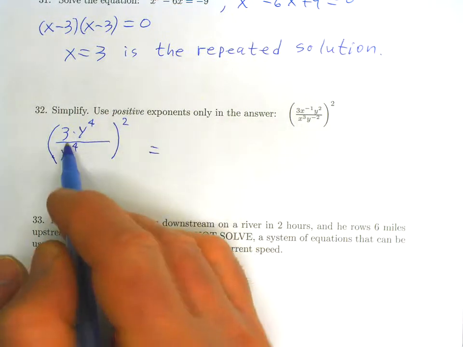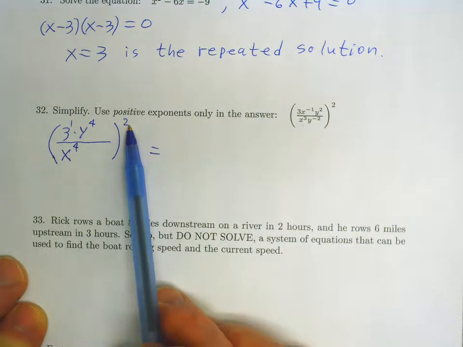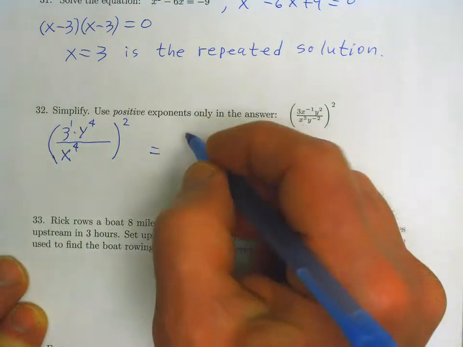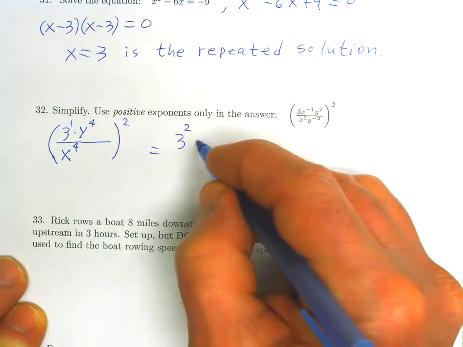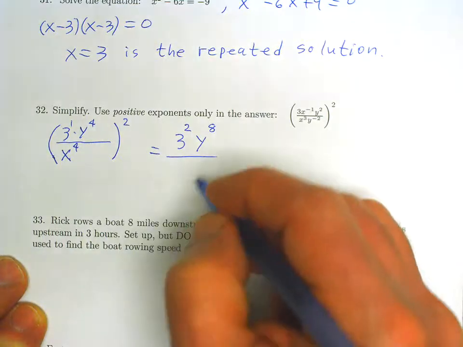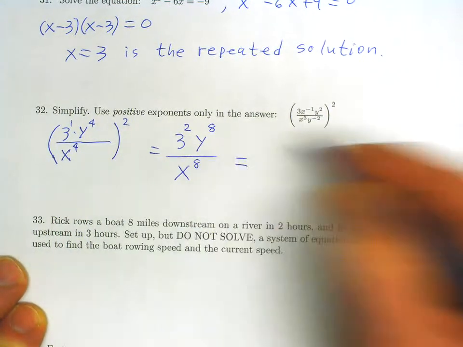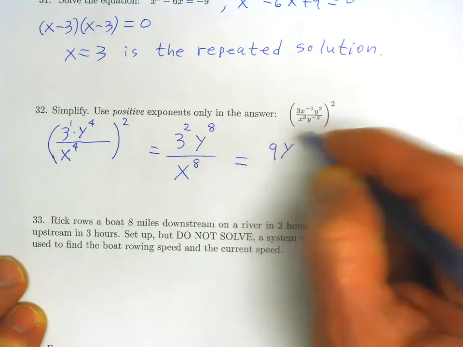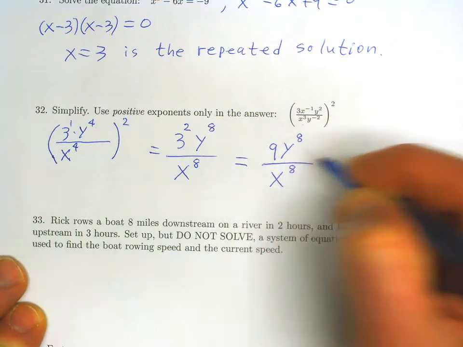And then think of 3 as 3 to the first, because we're going to apply the outer exponent by multiplying this outer exponent 2 times each of those exponents. And we get 3 to the 2 times 1, or 3 to the second, times y to the 8th, because 2 times 4 is 8, divided by x to the 8th, because 2 times 4 is 8. And then one step more, 3 to the second simplifies to 9. So our final answer is 9y to the 8th over x to the 8th.